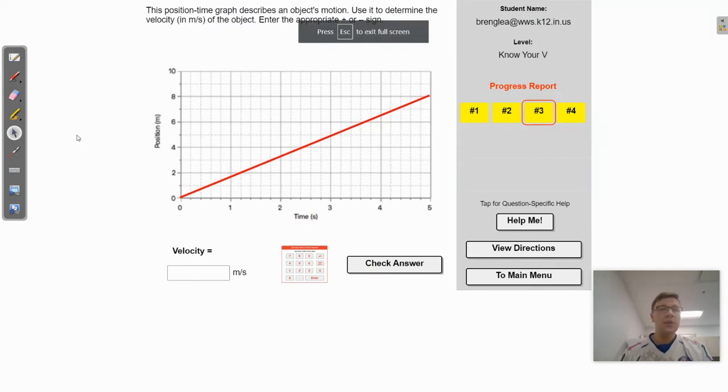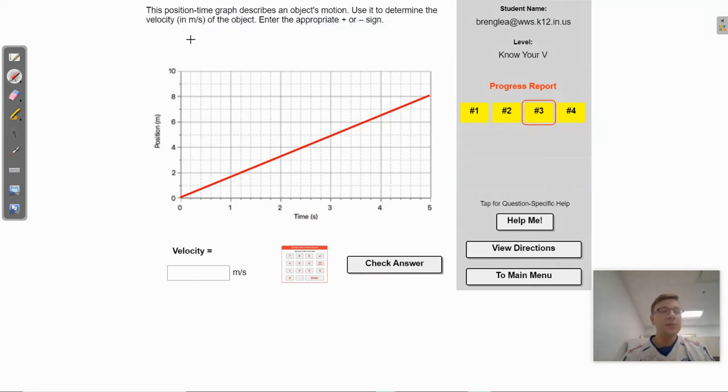But for this, we have to determine. This says determine the velocity of the object, enter the appropriate positive or negative sign. So remember that speed uses distance. There's no direction with either of those. And then velocity uses displacement. So there is direction with both of those things. So we do need to say if it's moving at positive or negative 5 meters per second. Lights just went out on me in the classroom.